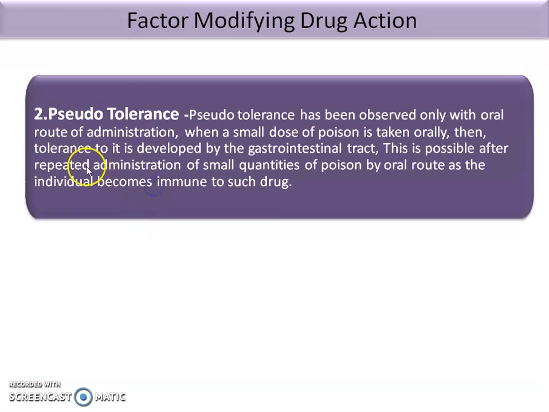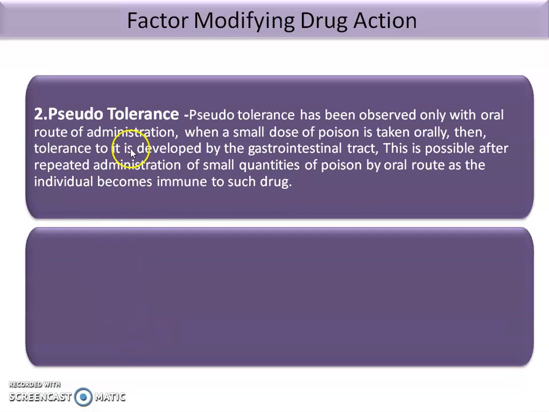Then the next type of tolerance is pseudo tolerance. Pseudo tolerance has been observed only with the oral route of administration. When a small dose of poison is taken orally, tolerance is developed by the gastrointestinal tract. This is possible after repeated administration of small quantities of the poison by the oral route, as the individual becomes immune to such a drug. This tolerance arises because of the oral route, not the parenteral one, and is due to tolerance developed by the GI tract.